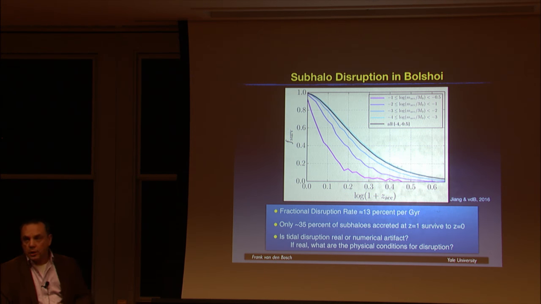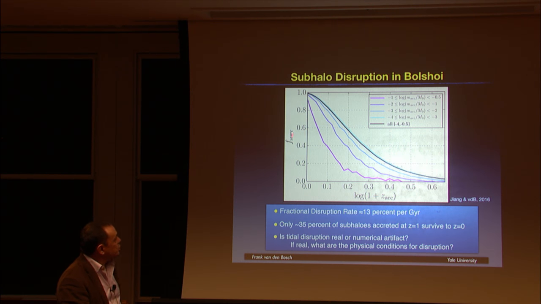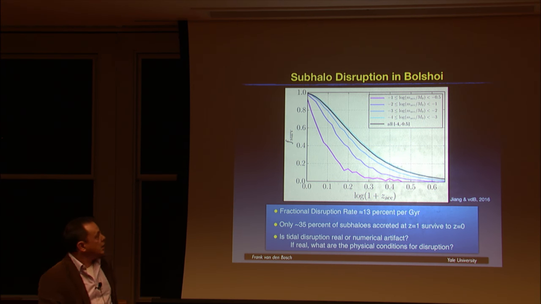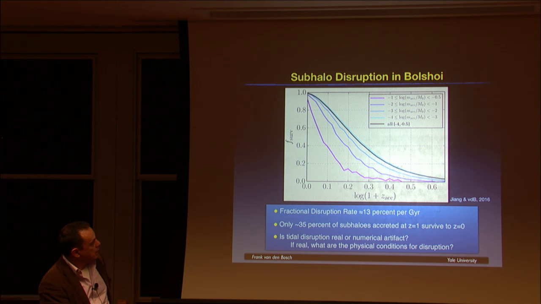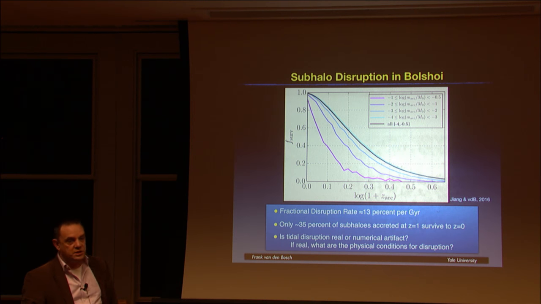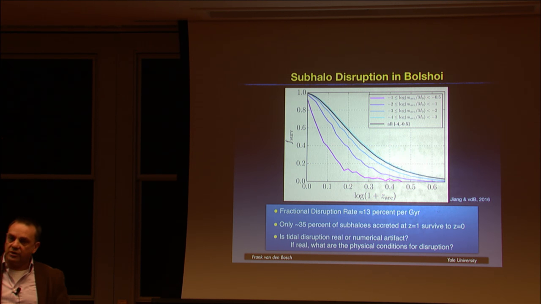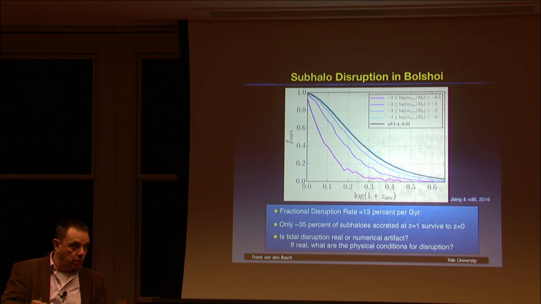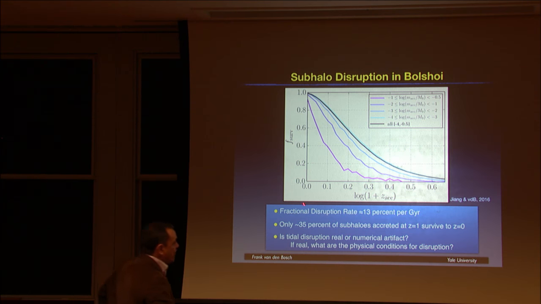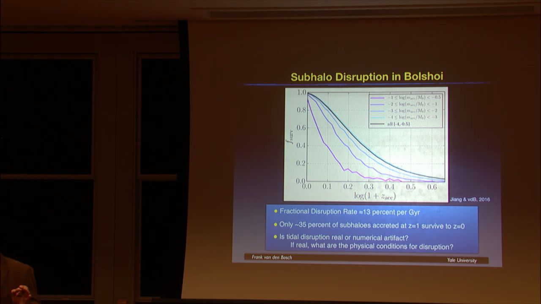To show you how much disruption there is, this is from a paper with Arthur. This is the surviving fraction of subhalos as a function of their accretion redshift. Just look at the black line. If you go to a redshift of 1, about here, you see that about 35% survive. It means 65% of all subhalos that were accreted at a redshift of 1 are disrupted by redshift 0. That implies a fractional disruption rate of 13% of all subhalos getting disrupted every gigayear.